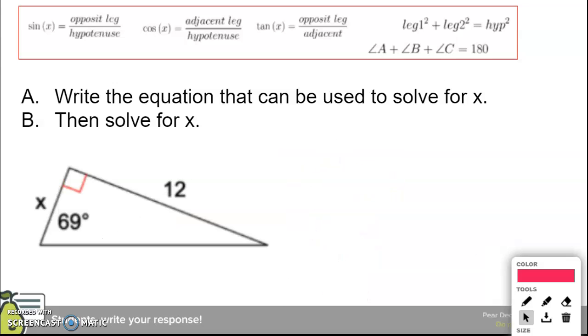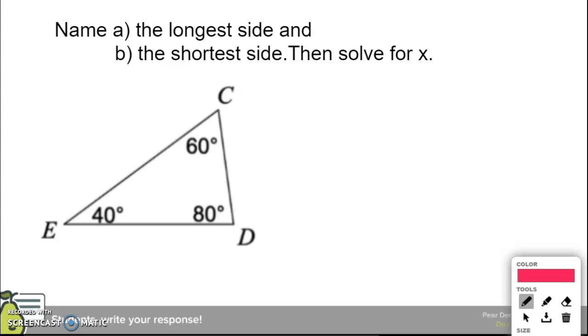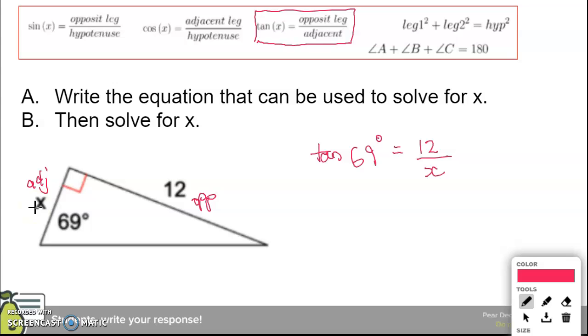Okay, how about this? You're dealing with two sides and one given angle. So in this case, since we're given an angle and two sides, we're dealing with a trig ratio, tangent. X is my adjacent and 12 is my opposite. So tangent is opposite over adjacent. So tangent of 69 degrees, that's the angle that we're dealing with, is opposite, which is 12, divided by x.